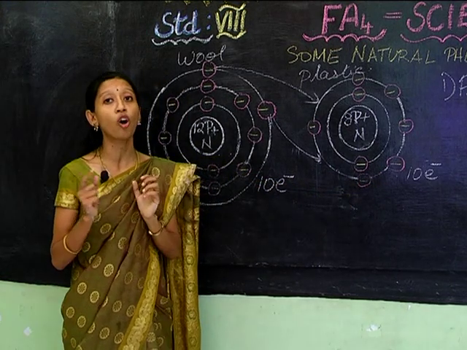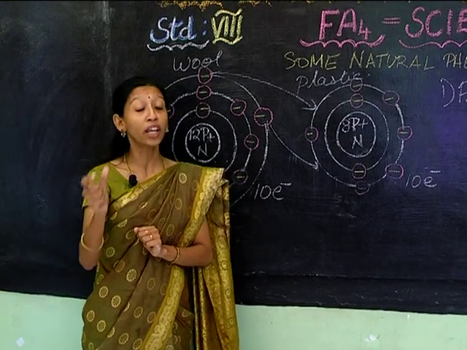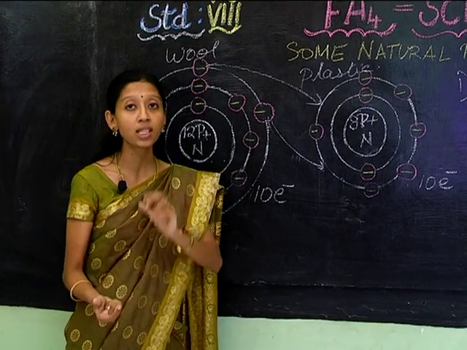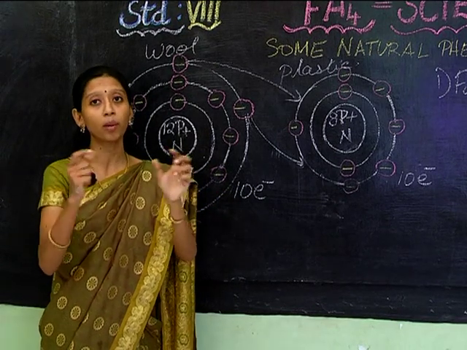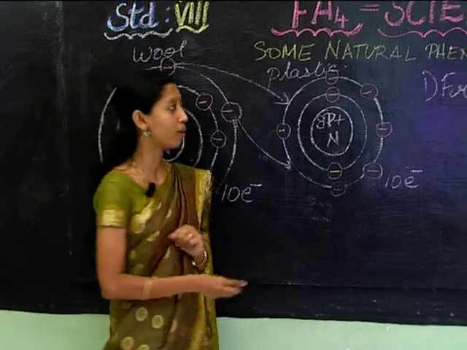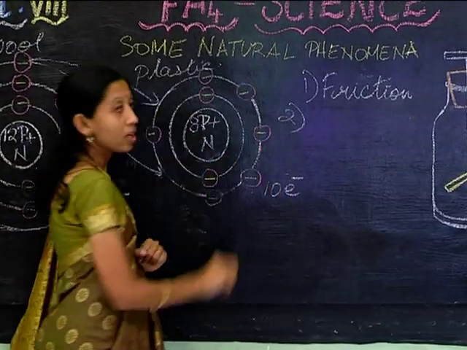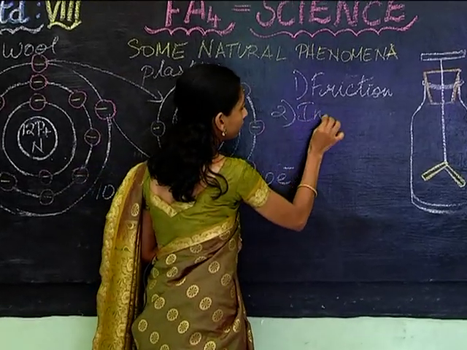So when I am charging objects by friction, rubbing two objects against each other, if one object is positively charged, then the other object becomes negatively charged. So unlike charges are found in the two different objects. The second method by which we can charge an object is by induction.